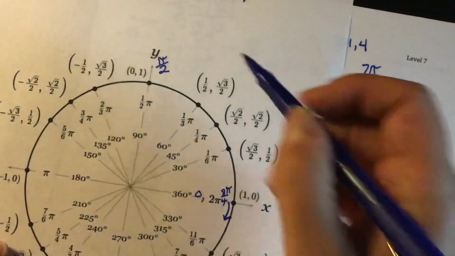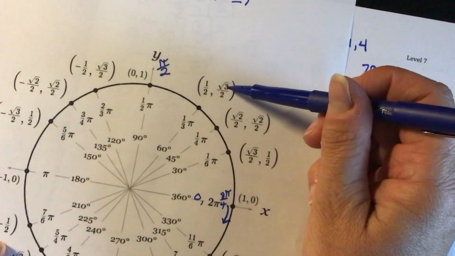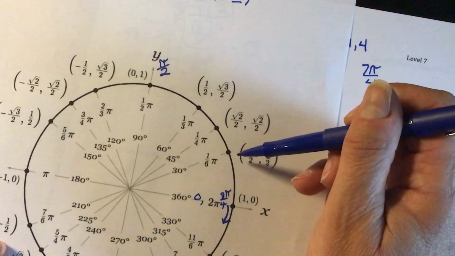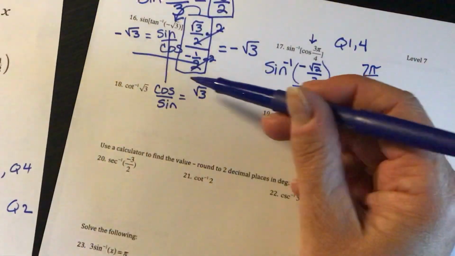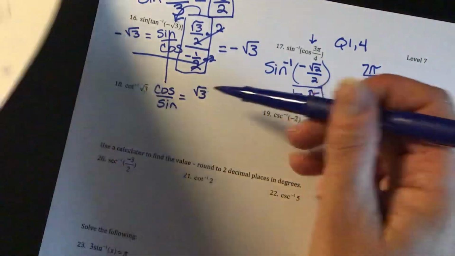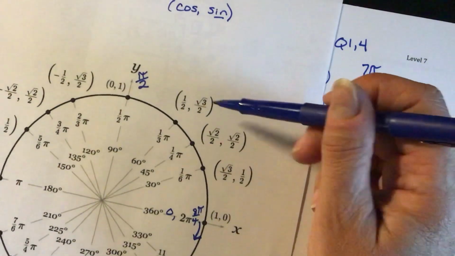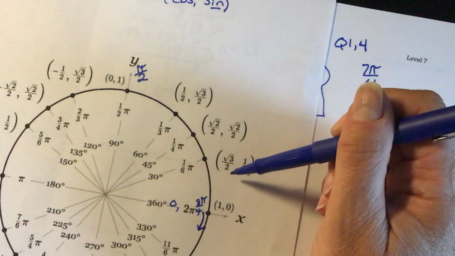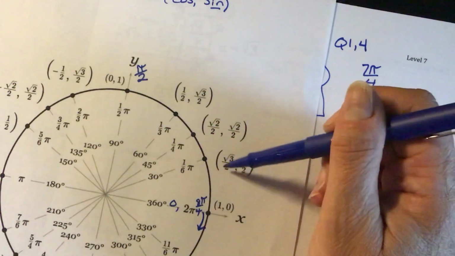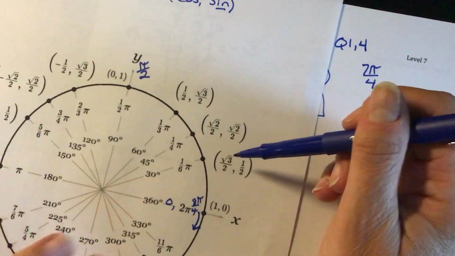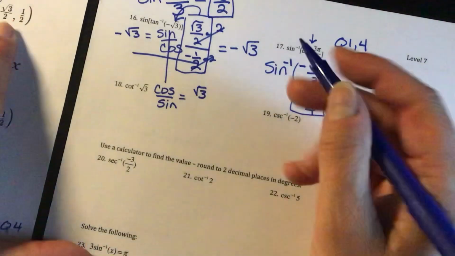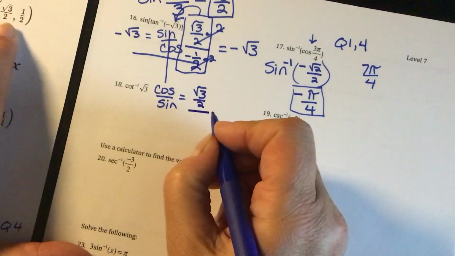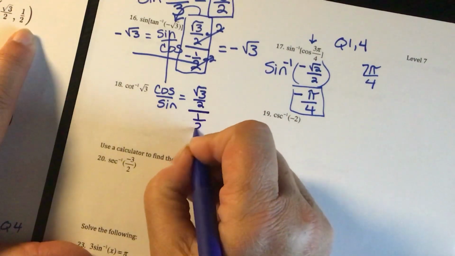The only angles that have any square root of 3 on them are pi over 6 and pi over 3. Okay, but I need the cosine to have the square root of 3, and that would be pi over 6, because the first coordinate is cosine. So here I have the square root of 3 over 2 divided by sine, which is 1/2.